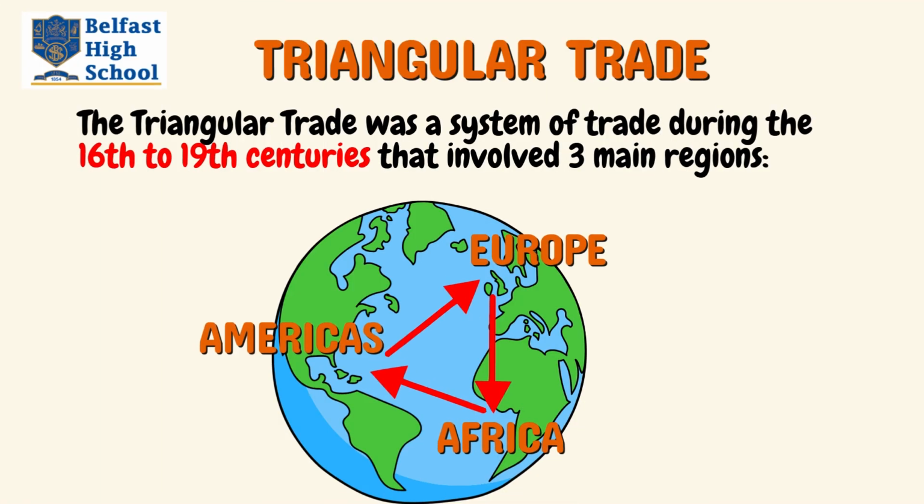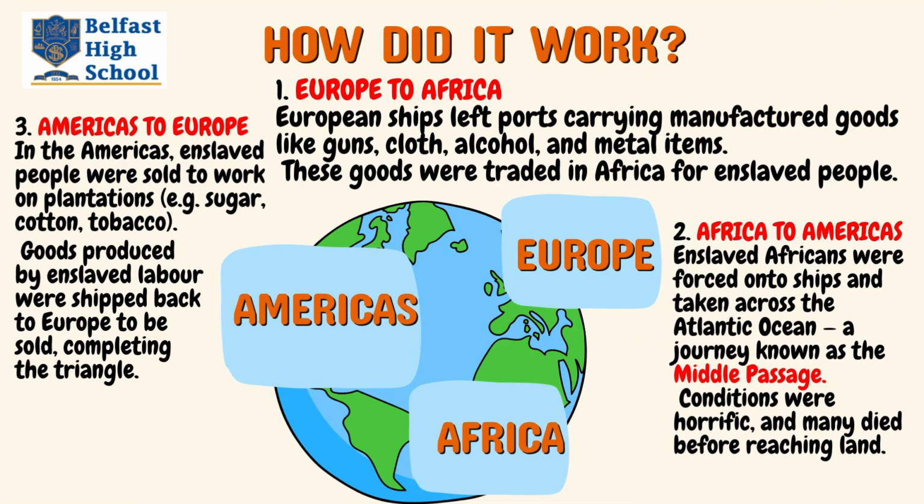Well, you have what's called the triangular trade. This is a system of trade during the 16th and 19th centuries that involved three main regions. You have Europe in the north, you have Africa, and you have the Americas. And it's called the triangular trade because these trade routes formed a triangle on the map. So let's have a closer look.